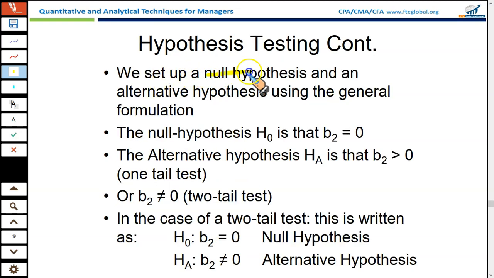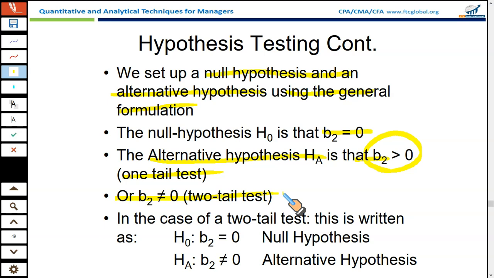So we set up a null hypothesis and an alternative hypothesis using the journal formulation. Thereby, our null hypothesis is that B2 is equal to 0. An alternative hypothesis is that B2 is not 0, it's greater than 0, a positive one, positive correlation. It's a one-tailed test because we're looking at just one side of it, not B2 is not equal to 0.